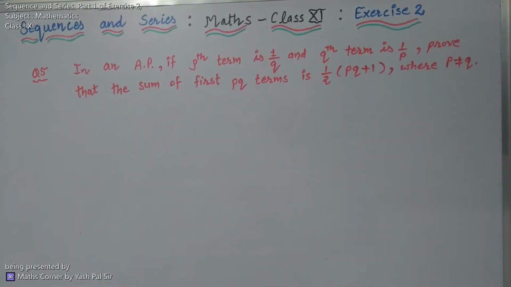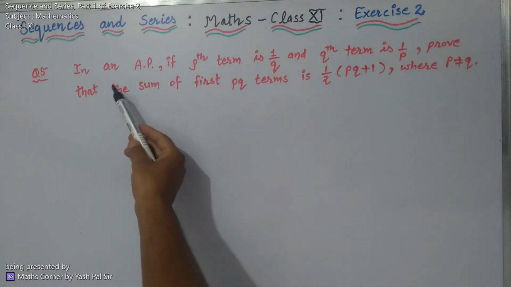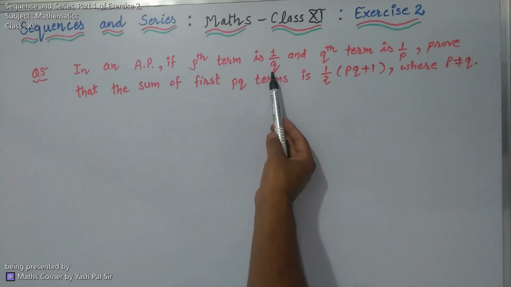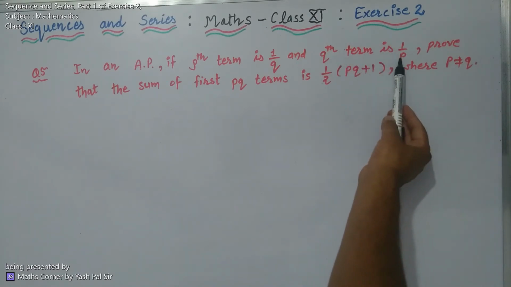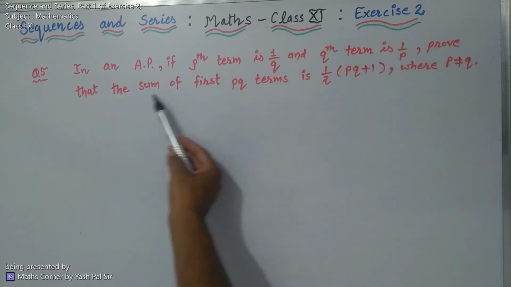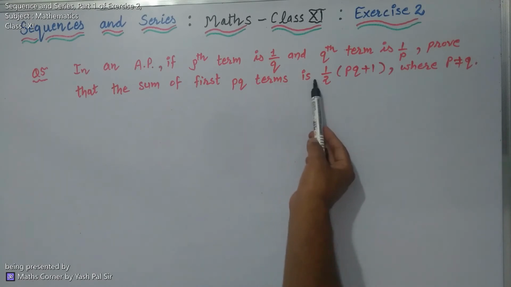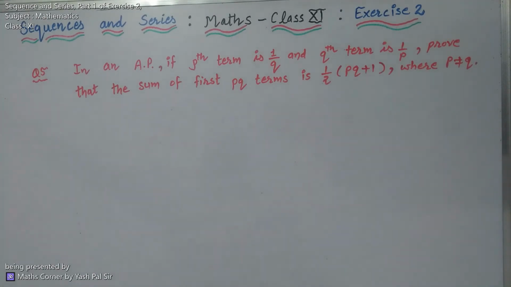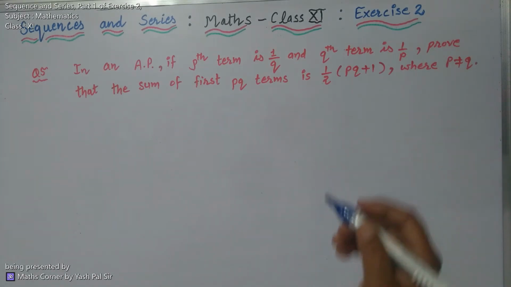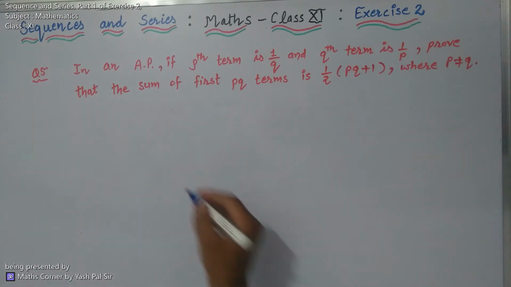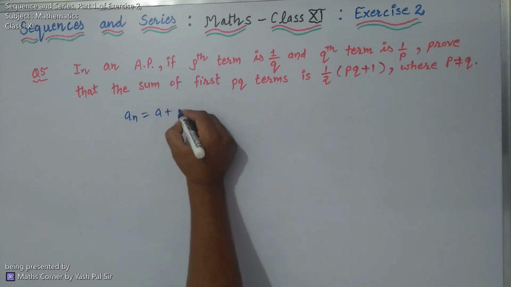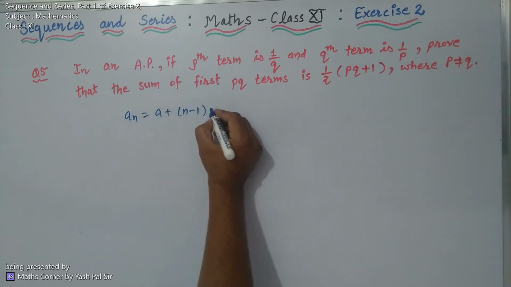Next question. Question number 5. In an AP, if pth term is 1 upon q and qth term is 1 upon p, then prove that the sum of first pq terms is 1 upon 2 into pq plus 1, where p is not equal to q. So the very first thing, what is the rule to find any term, nth term? The rule is an is equal to a plus n minus 1 into d.